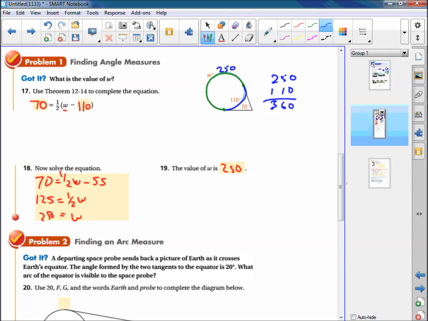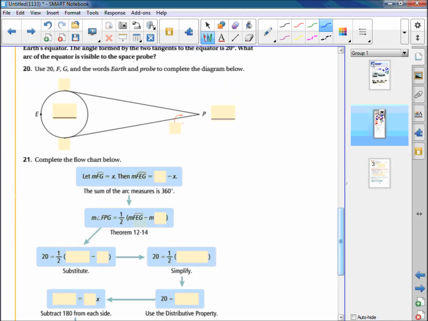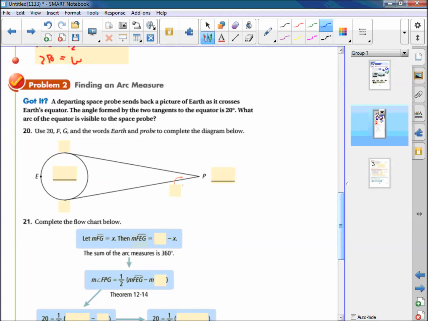Okay, problem number 2, finding arc measure. A departing space probe sends a picture back of Earth as it crosses Earth's equator. The angle formed by the two tangents to the equator is 20 degrees. What part of the arc of the equator is visible to the space probe? Use 20, F and G, and the words Earth and probe to complete the diagram below.